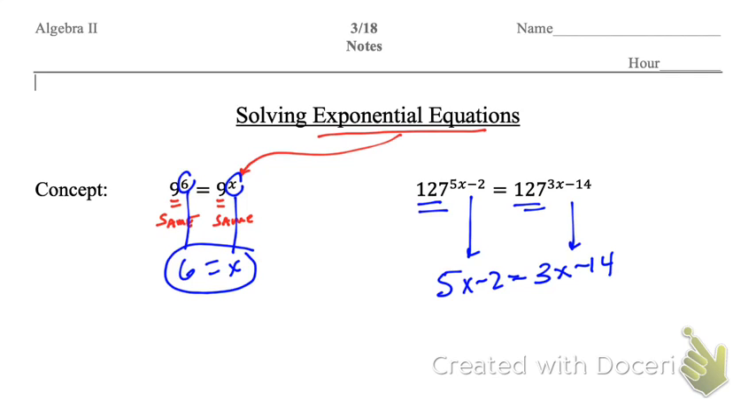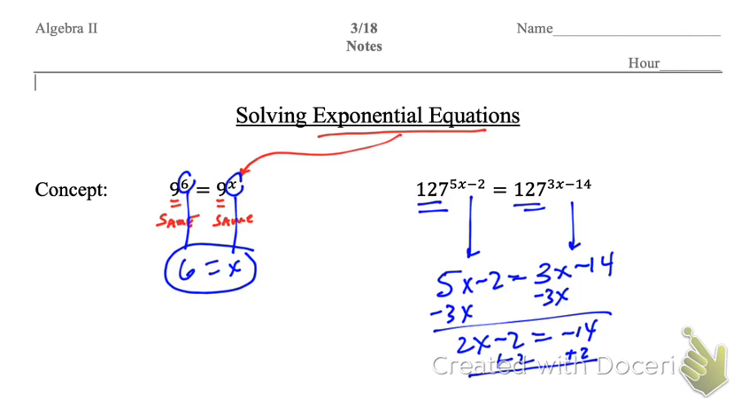So here we get 5x minus 2 equals 3x minus 14. And we can pick on a little guy, we'll subtract 3x. 2x minus 2 equals negative 14. Add 2. We end up with 2x equals negative 12. Divided by 2, we get x equals negative 6.